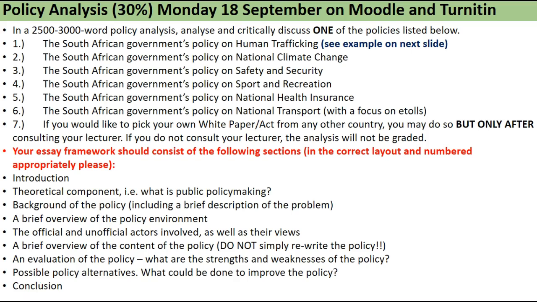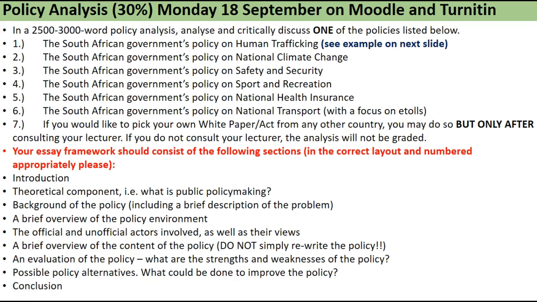But I would like it to be split into the following framework, people, please. I want an introduction. I want a theoretical component. So that is, I want you to talk about what is policy making so that I understand that you know what it is, okay? Then I want you to talk about the background of the policy, including a brief description of the problem. I want a brief overview of the policy environment next, the official and unofficial actors involved as well as their views.